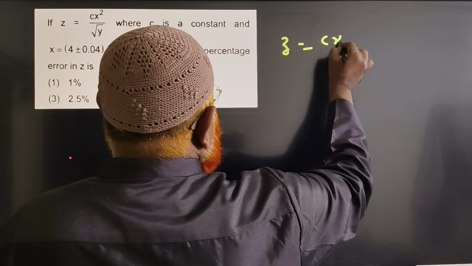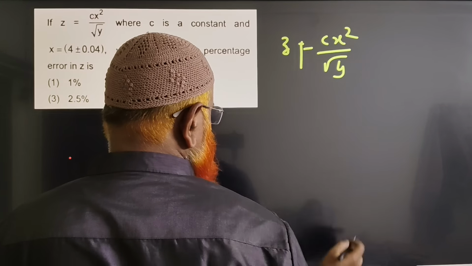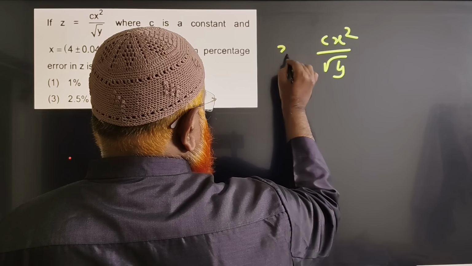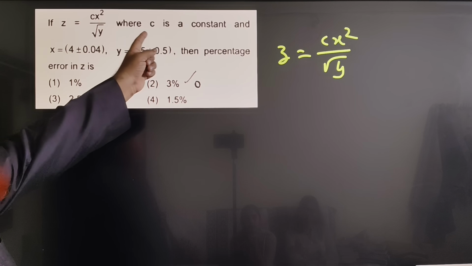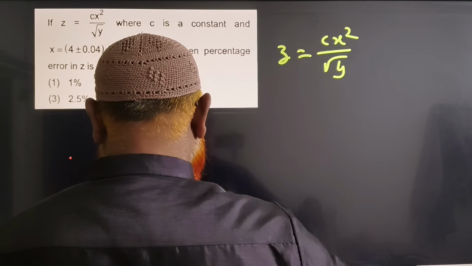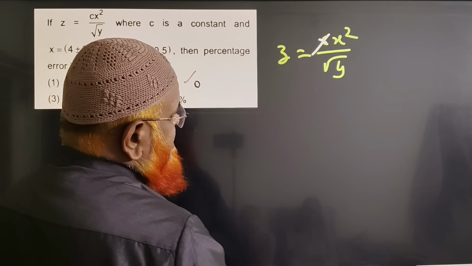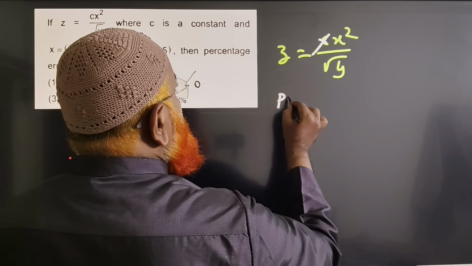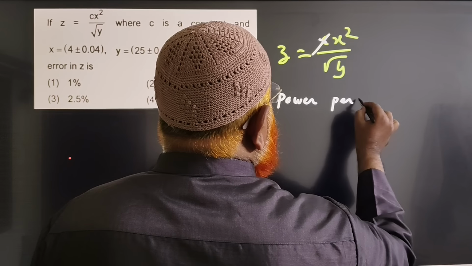z is equal to cx square root y, where c is constant. Where c is constant means you need not consider c here. You need not consider c. Only variables you have to consider. Okay. So here we are using power percentage.